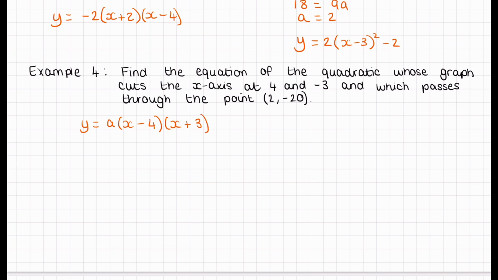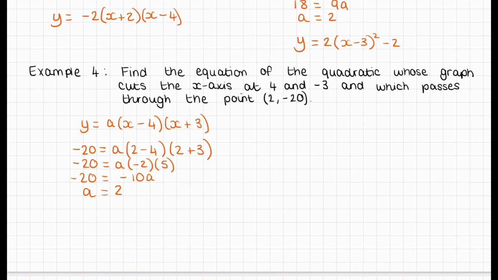Now it goes through the point 2, negative 20, so we can sub that into the equation. So it doesn't have to be the y-intercept that we sub in, that's just happened to be what we've had previously. You can sub in any point you know on the graph to work out the value of a. So this will be a times negative 2 multiplied by 5, so we'll have negative 20 equals negative 10a, so a equals 2. And then we can write the equation y equals 2, x minus 4 and x plus 3.